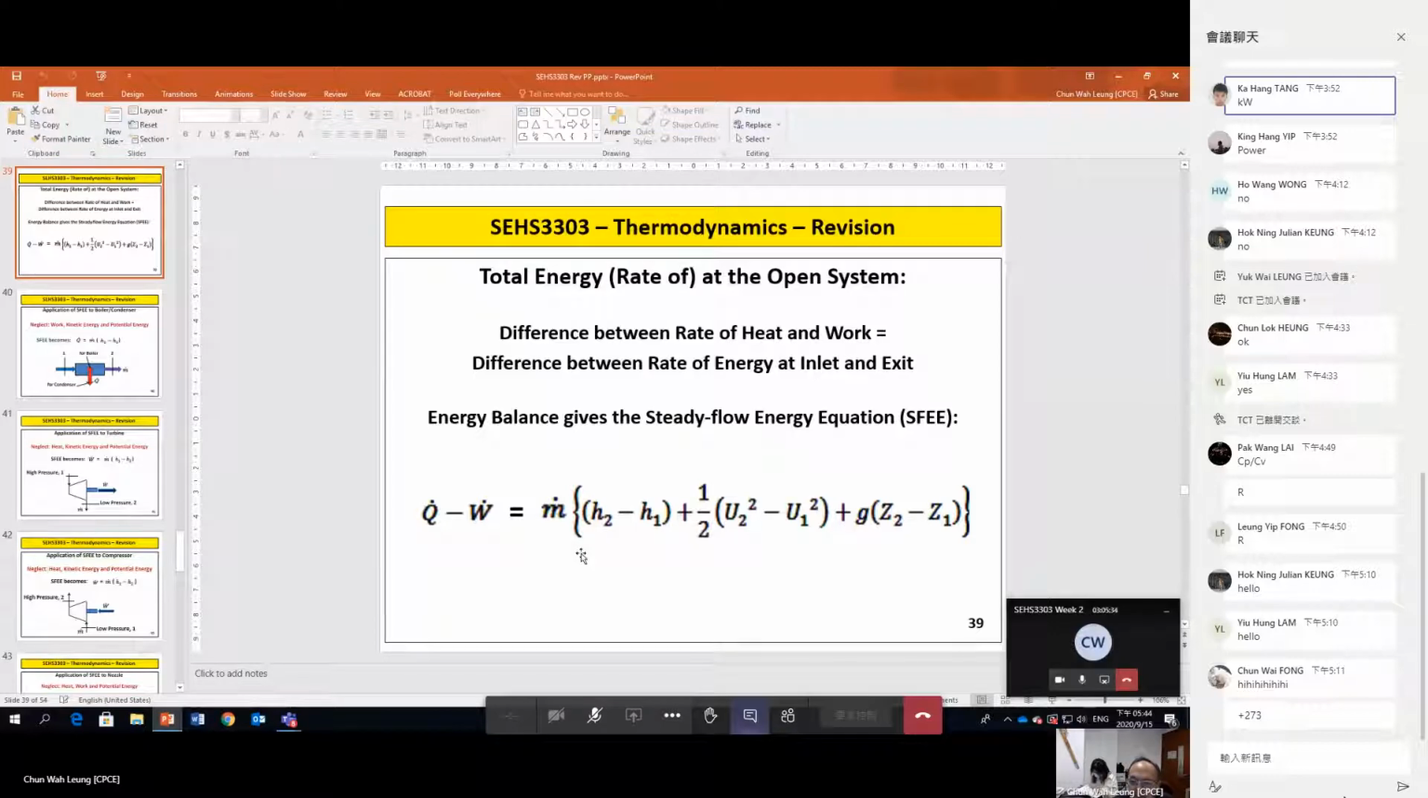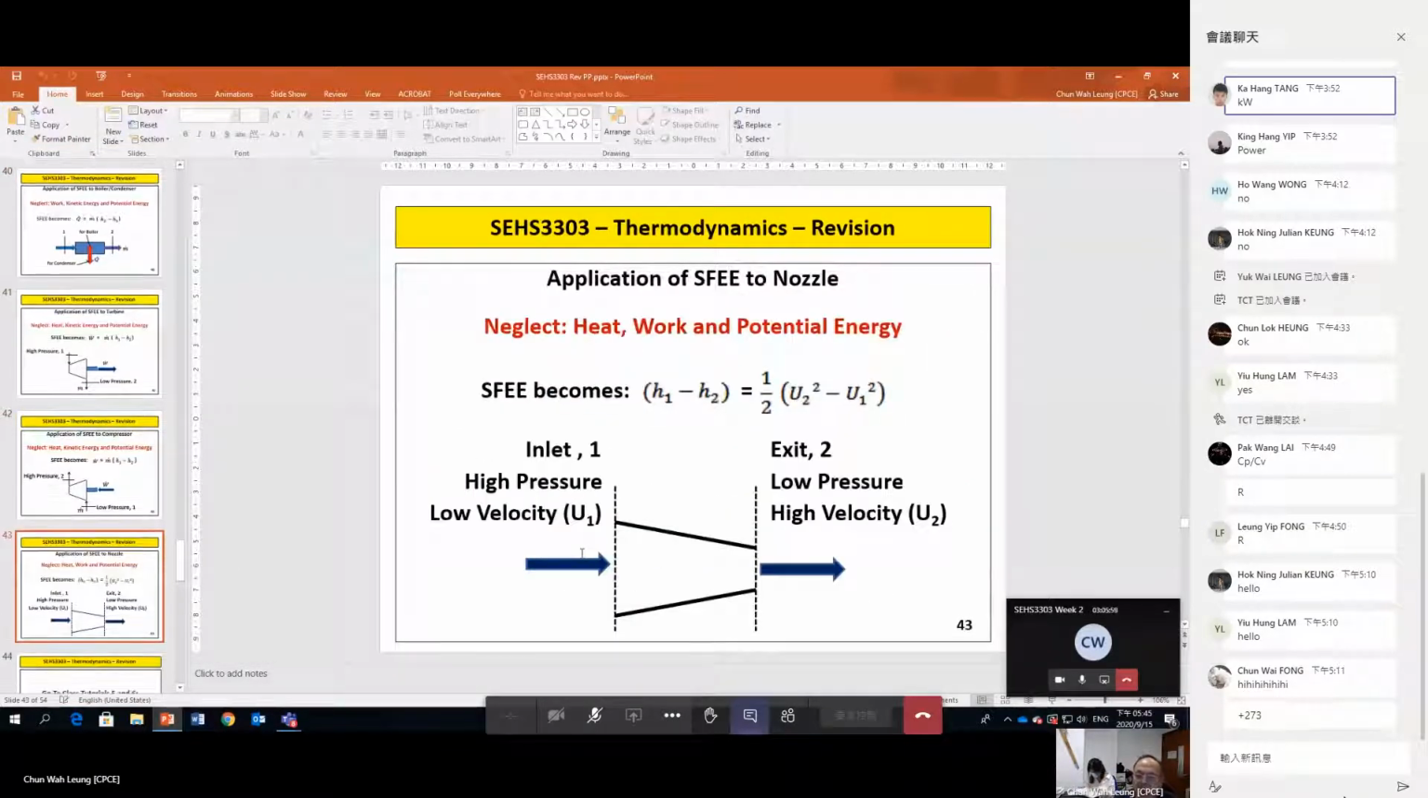Now, it also does not involve any work or heat. No heat, no work. And potential energy change, no way, because Z1 is usually equal to Z2. If it is the case, then the steady flow energy equation can be simplified to the change in kinetic energy equal to the change in enthalpy.